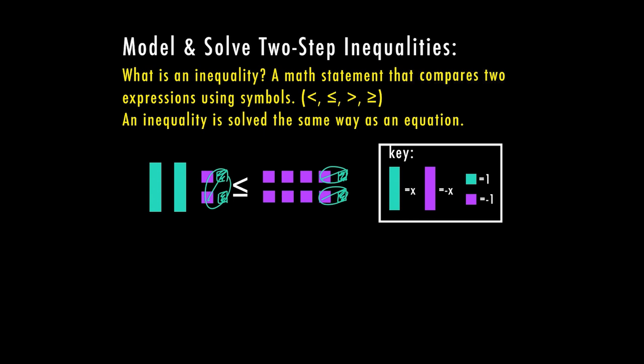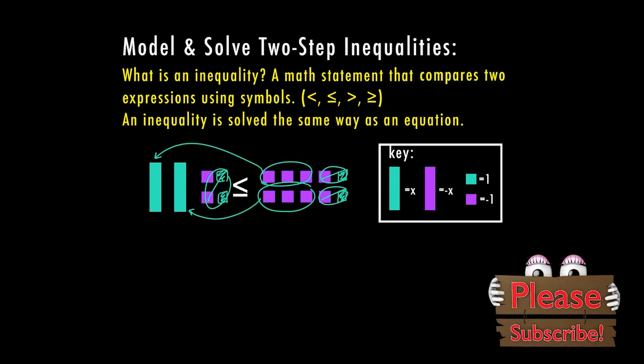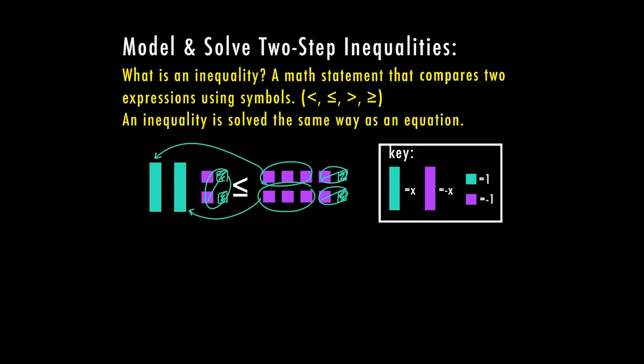So now my last step is to split those negative 6 into two equal groups. So I've got one group here and I've got one group here. So that means that there are negative 3 in each group. So that means that x should be less than or equal to negative 3. So let's go ahead and write this out mathematically, and then we'll plug in some numbers and check.